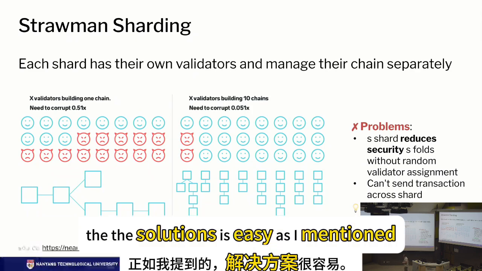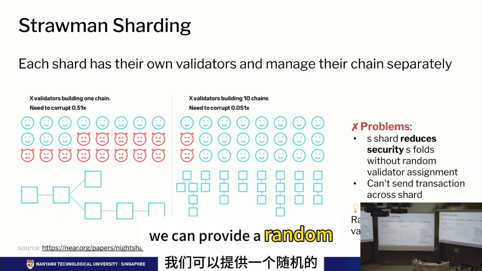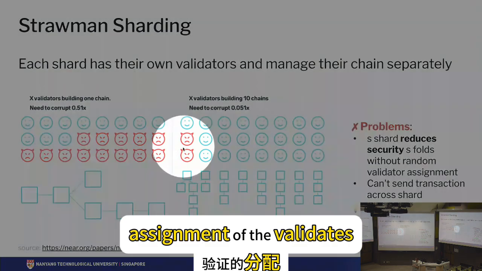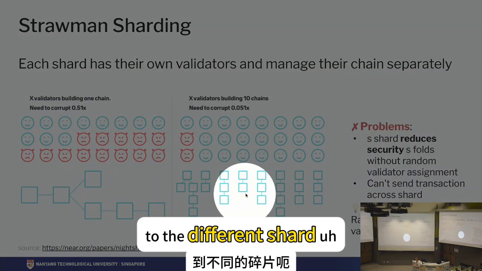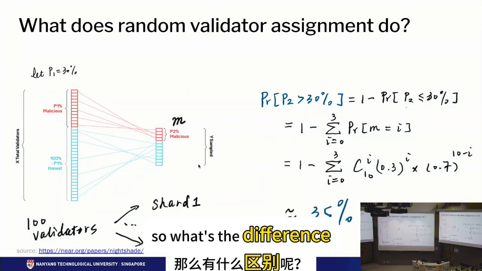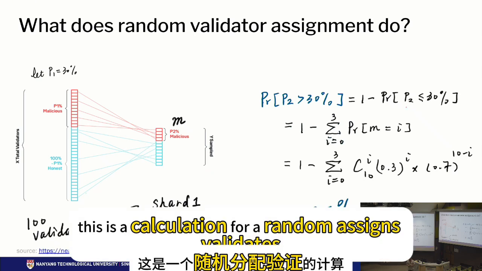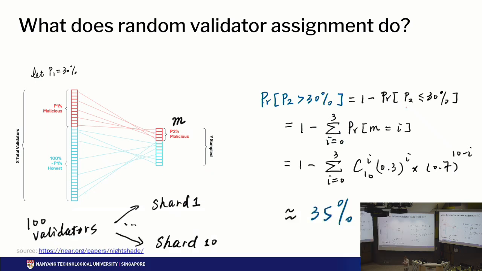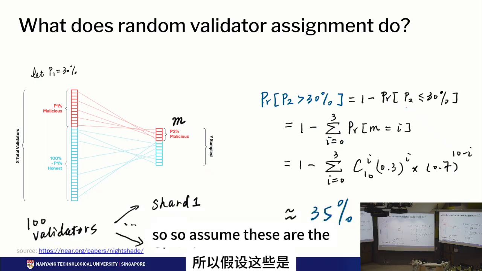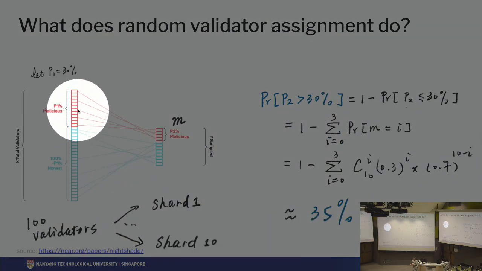The solution is easy. As I mentioned, we can provide a random assignment of the validators to the different shards. So what's the difference? This calculation is for randomly assigned validators, please follow with me. Assume these are all the validators on the pre-sharded blockchain.